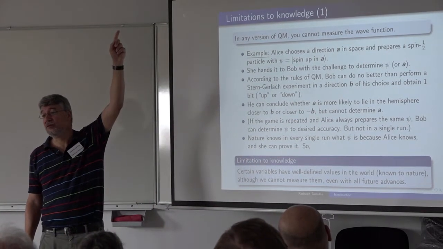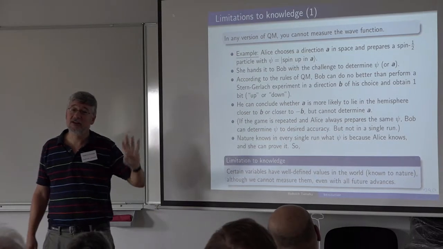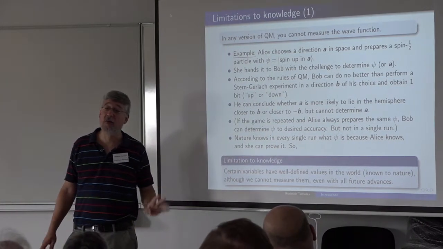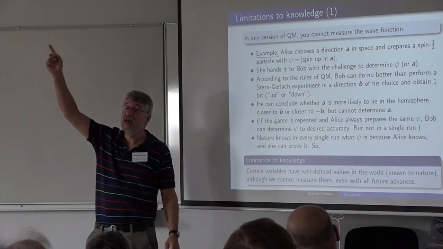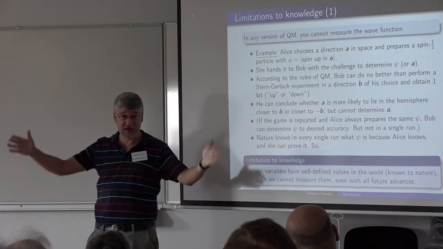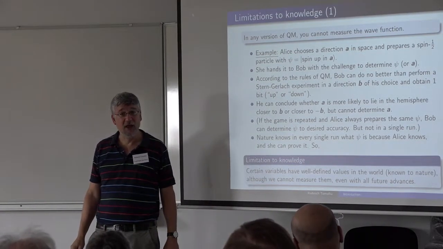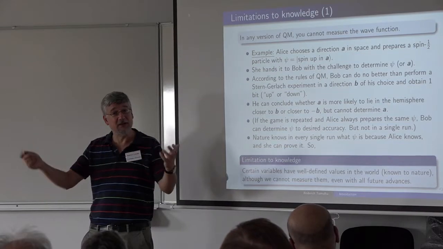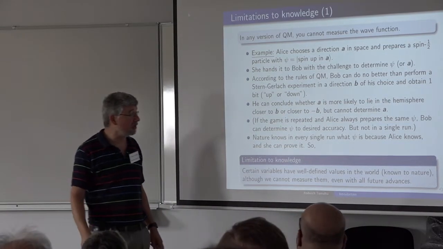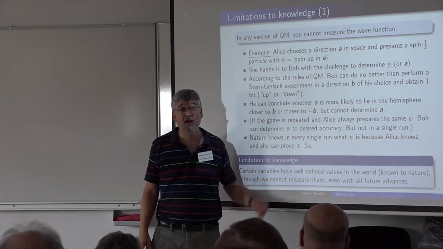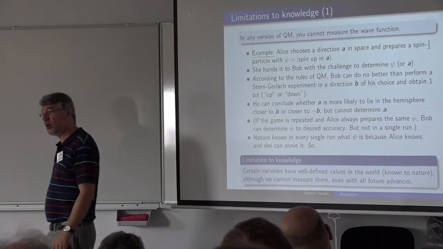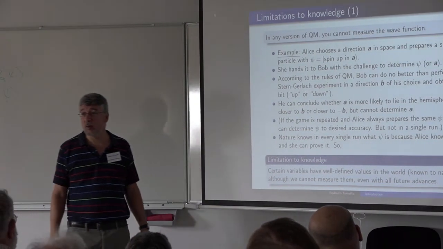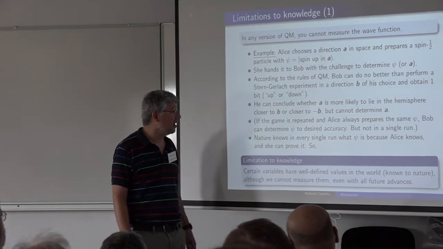What he can actually do is, if he got the result up, then he can say, oh, it's more probable that A is in the upper hemisphere than that A is in the lower hemisphere. And he can quantify that. He can do a calculation, figuring out what these probabilities actually are. But he's in no position at all to say which vector A actually was.